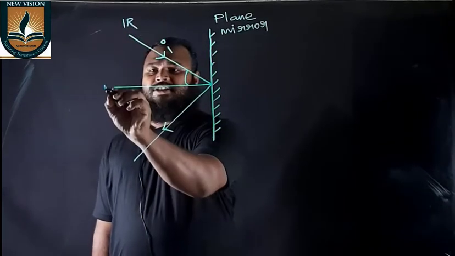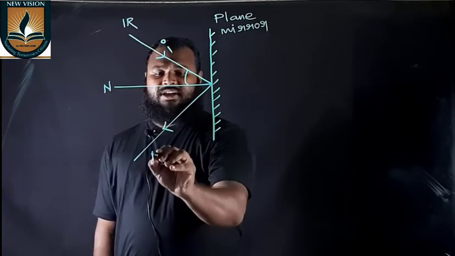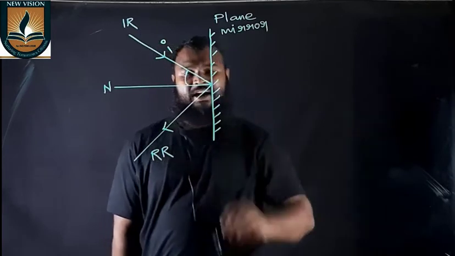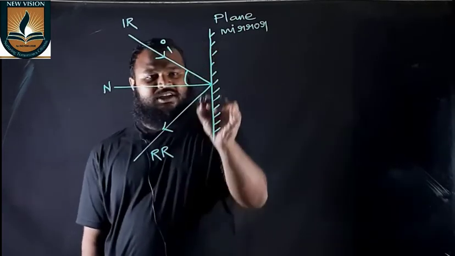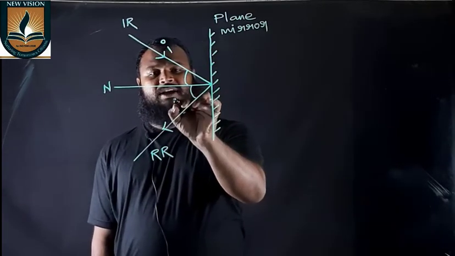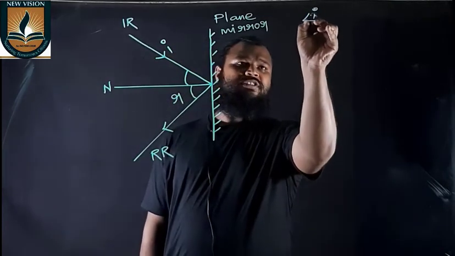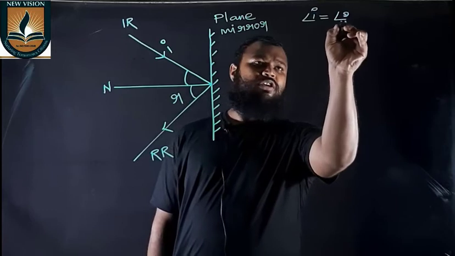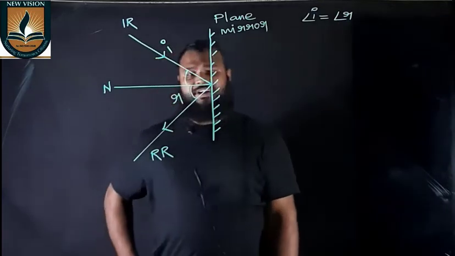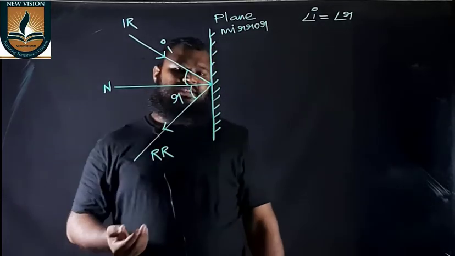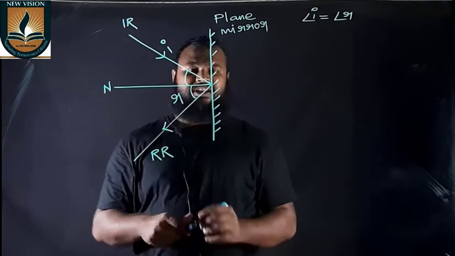This is the normal and this is the reflected light ray. The angle made by the incident light ray with the normal is the angle of incidence, and we know it reflects back with the angle of reflection. We can write that the angle of incidence is equal to the angle of reflection in case of any reflection. So let's see what the angle of deviation is in this one.